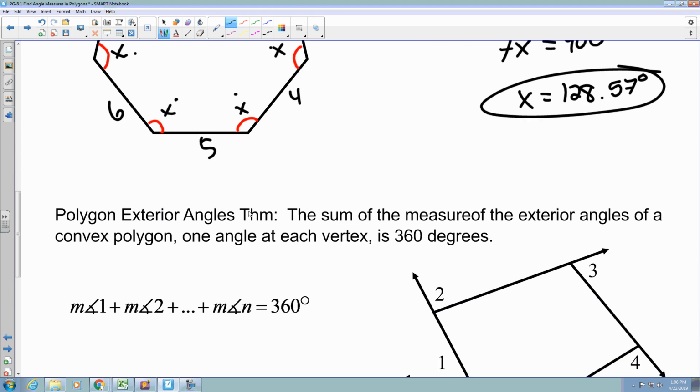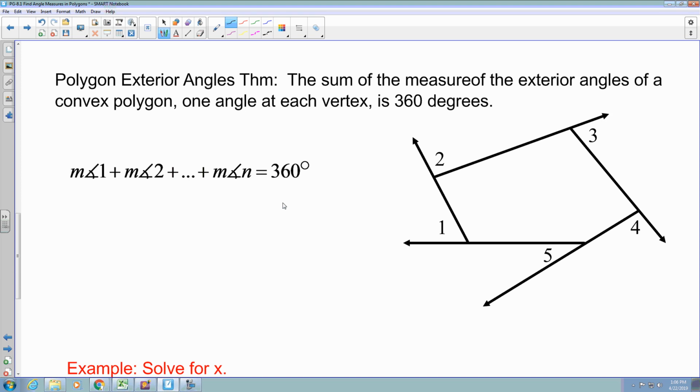Final thing we're going to look at is being able to use the Polygon Exterior Angles Theorem. So if you look here, angles 1, 2, 3, 4, and 5 are all exterior angles from a polygon. And it doesn't matter how many exterior angles are given or the number of sides, the result is always going to equal 360 degrees. Okay, so it says the sum of the measures of the exterior angles of a convex polygon, one angle at each vertex, is 360 degrees.